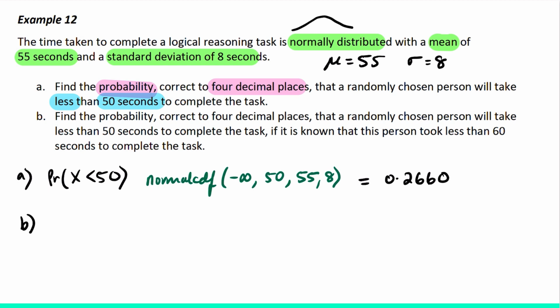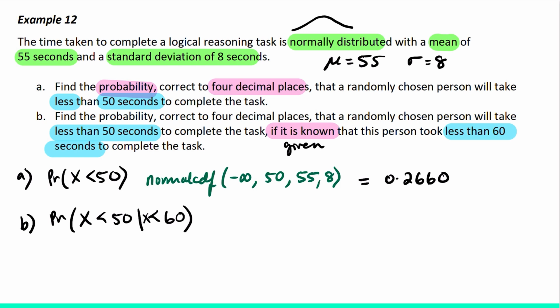All right, part B. Find the probability correct to 4 decimal places that a randomly chosen person will take less than 50 seconds to complete the task if it is known that this person took less than 60 seconds. So just the keywords here, if it is known, which means given. So it's the given probability. So probability that X is less than 50, given that X was less than 60. So of course, with conditional probability, your top line is what they have in common. So what they have in common is less than 50. So both of them have less than 50, and it's divided by less than 60.